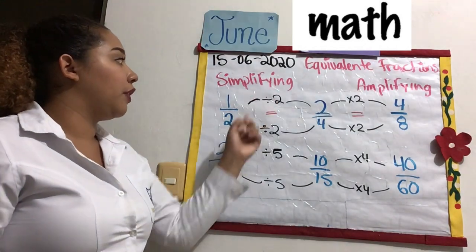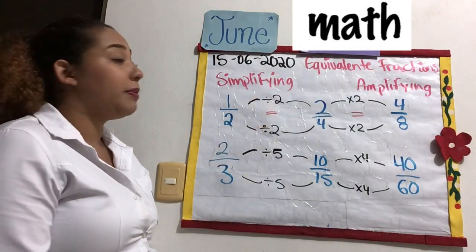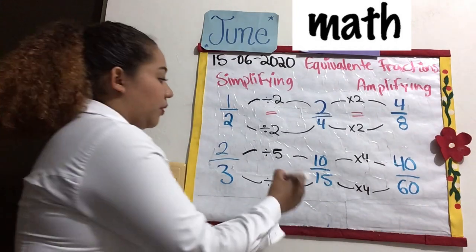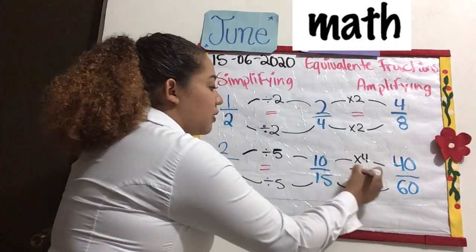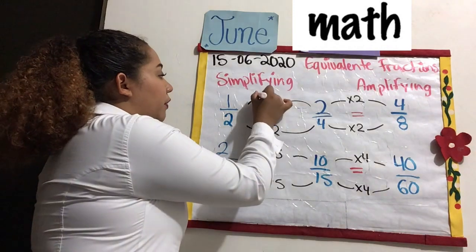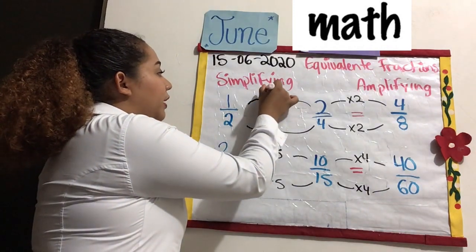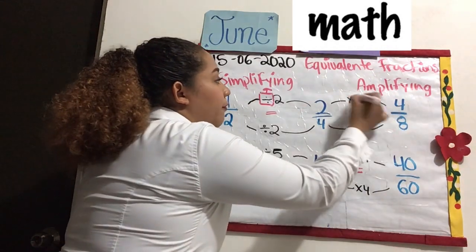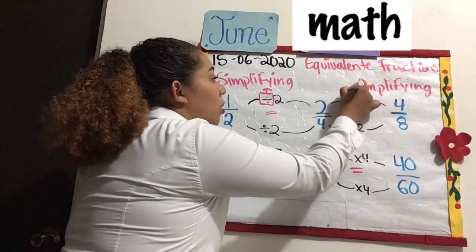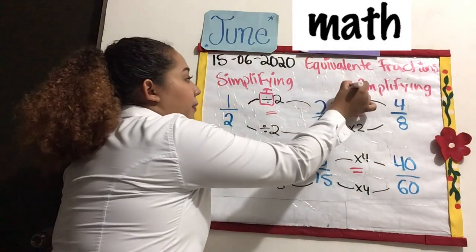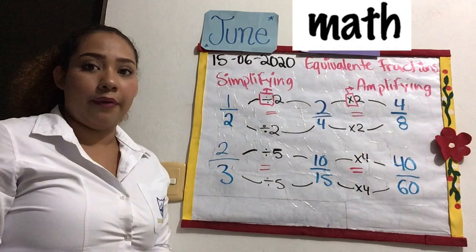If you observe, in simplifying you have to divide. This is equal and this is equal. Observe that when simplifying, you divide, and for amplifying, you multiply. That is what you have to do.